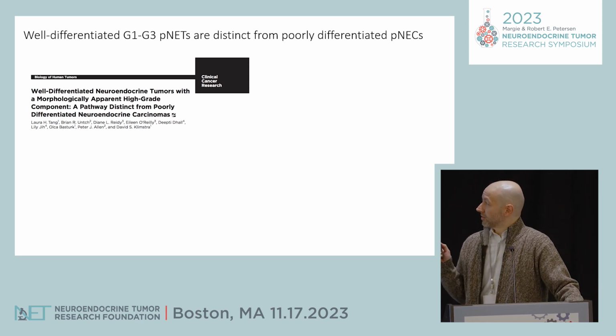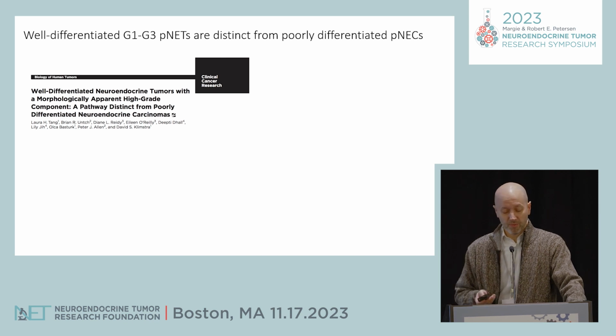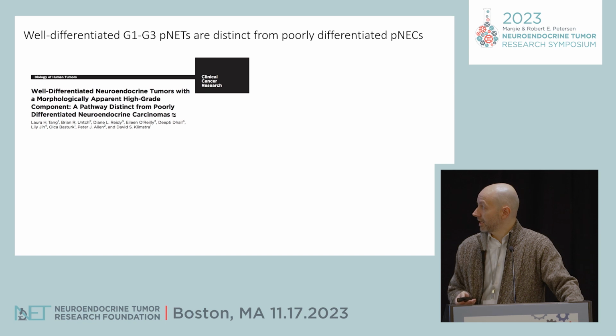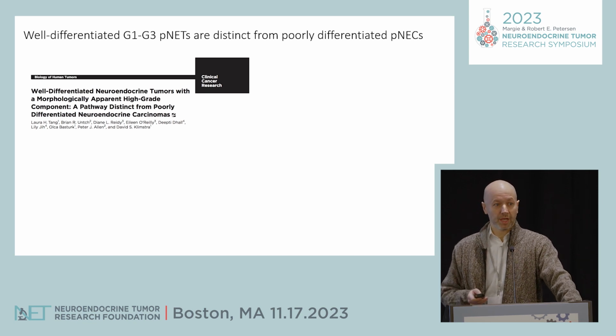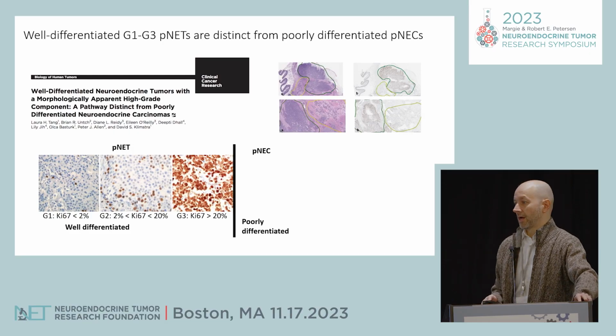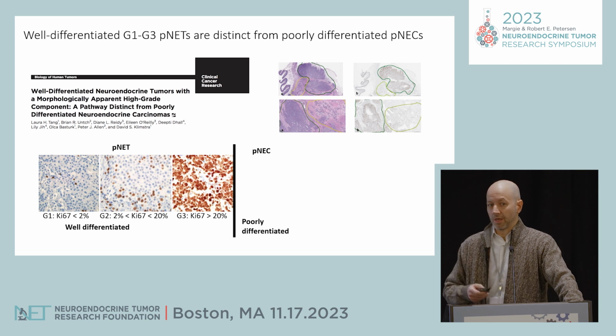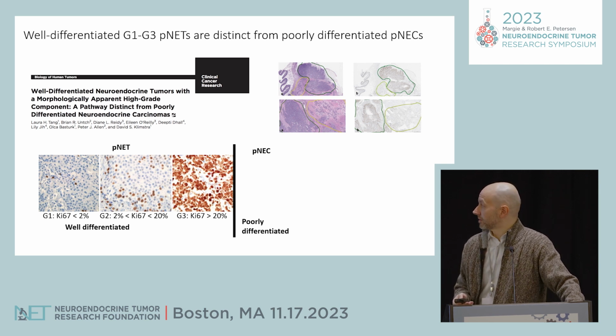So the start of the story is really this paper from one of my colleagues, Laura Chang, a pathologist at MSK, who was studying pancreatic neuroendocrine tumors that had mixed high-grade and low-grade regions at the same time. What she showed was that these tumors still behaved clinically like well-differentiated neuroendocrine tumors, not as aggressive as the poorly differentiated. Genetically too, they didn't have the p53 RB loss. They had MEN1, DAXX, and ATRX.